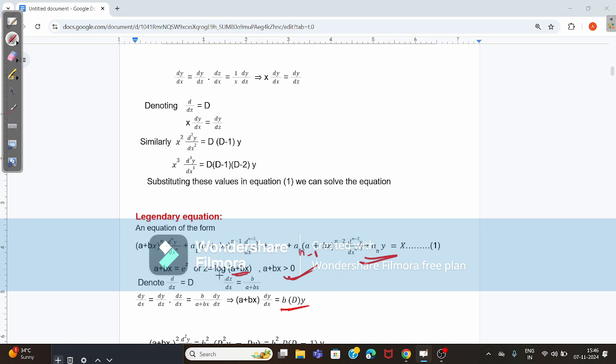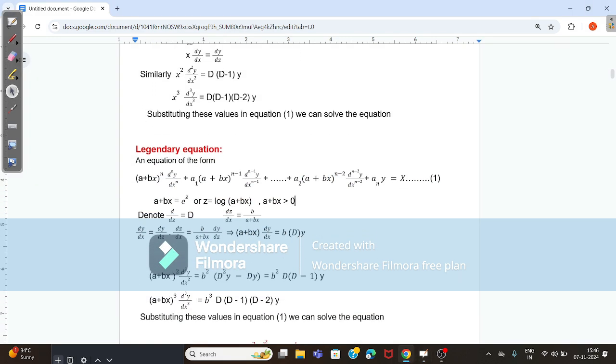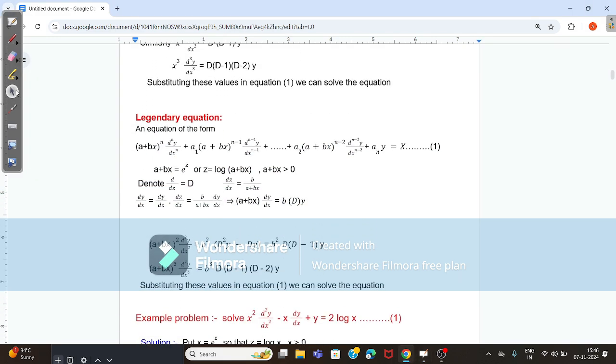Now similarly, when you take the higher order values, (a+bx)^2 d^2y/dx^2 gives the value b^2 (D^2 y - D y), that is b^2 D(D-1) y. (a+bx)^3 d^3y/dx^3 is equal to b^3 D(D-1)(D-2) y. Substituting these values in equation 1, we can solve the given equation.